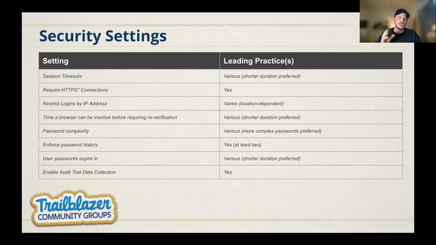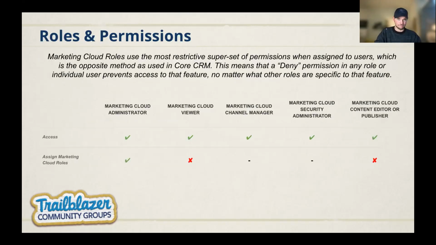Obviously, these will be conversations that you would have with your organization or with whatever organization you're working with that's implementing Marketing Cloud security. Roles and permissions. The most important thing to know about roles and permissions, which if you're familiar with Core CRM, you can have a lot of different permission sets, and you take the superset of those permission sets. If you have access on any of those permission sets, you have access across everything. Your user has basically a yes, if it has yes on any.